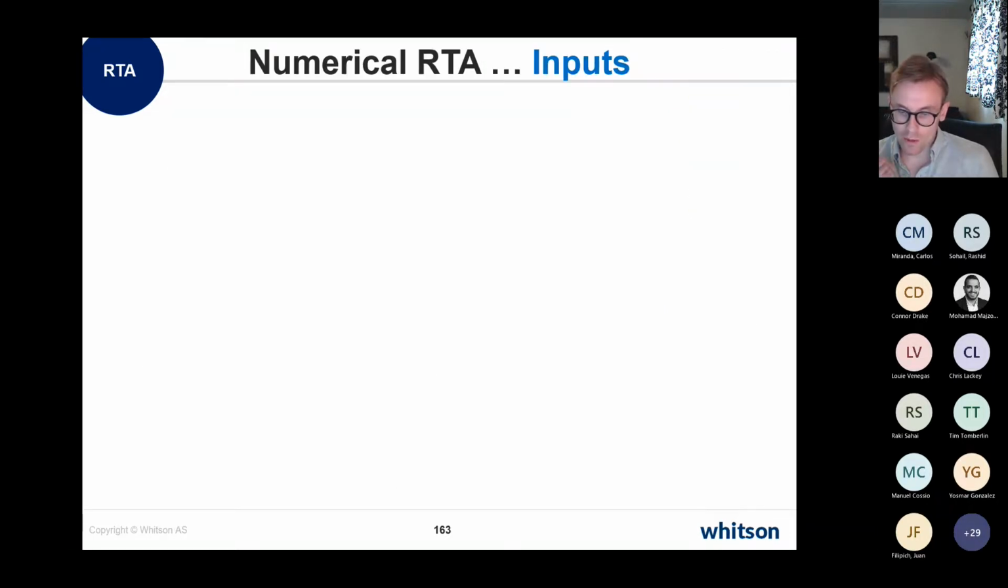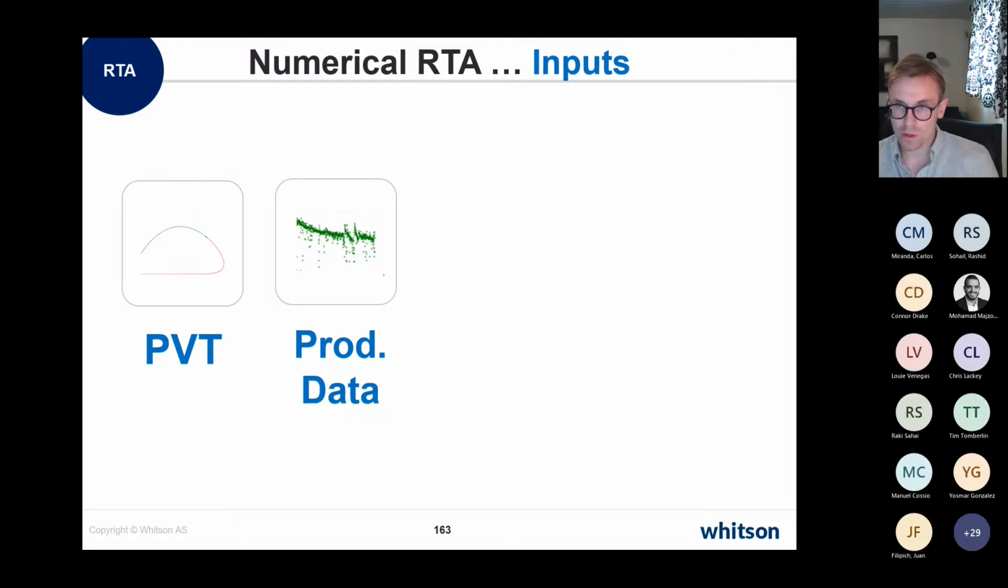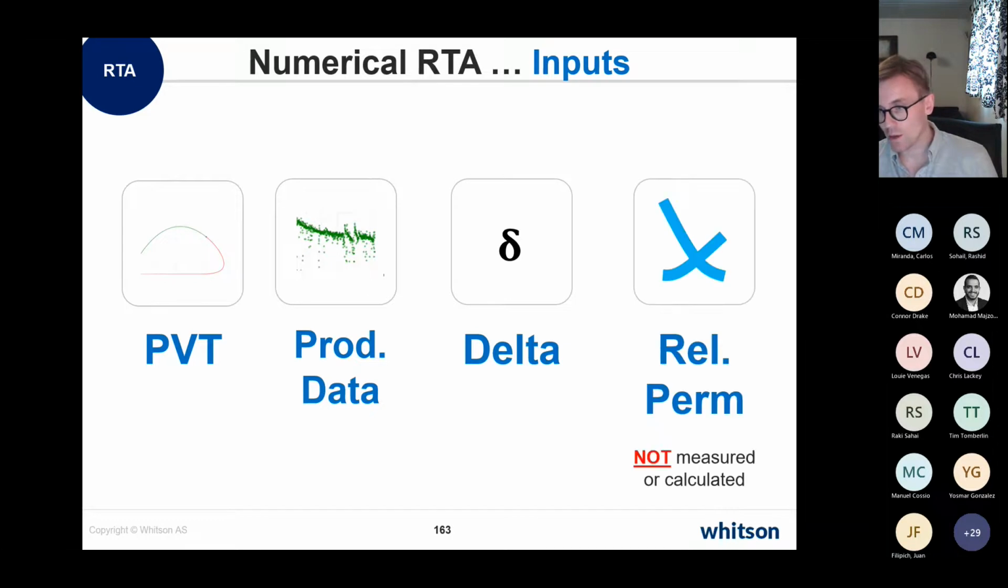So the elegant part is that we've now taken PBT, we've taken production data, which is the input to numerical RTA, and we've just added one input, which is the delta, and we still, of course, have rel perms. But the beautiful thing here is that we can keep all the fundamental relationships the same. In numerical RTA, we just have a fractional RTA workflow that has this delta parameter as an additional input, and the delta comes from this diagnostic plot that we talked about earlier, and that we'll hopefully get to test here in the software in not too long.